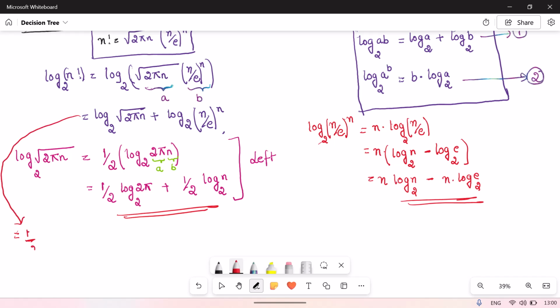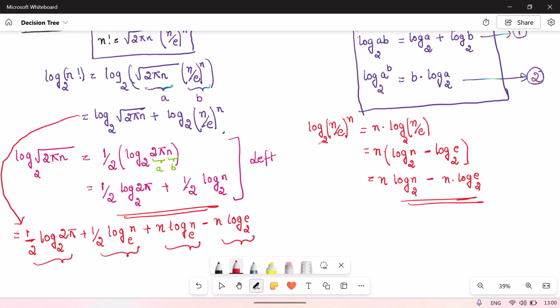So the left side is half into log 2 pi, plus half into log n to the base 2, plus n into log n to the base 2, minus n into log e to the base 2. Okay. Now, you know that there are 4 terms.